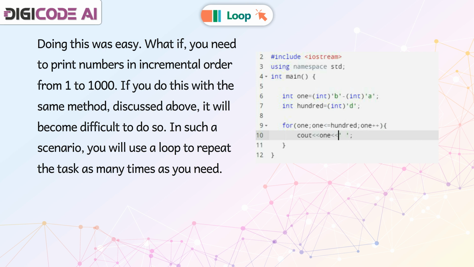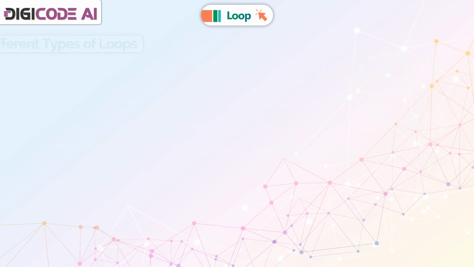Doing this was easy. What if you need to print numbers in incremental order from 1 to 1000? If you do this with the same method discussed above, it will become difficult. In such a scenario, you will use a loop to repeat the task as many times as you need.